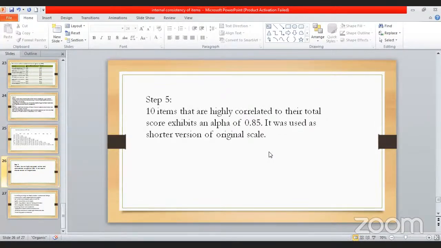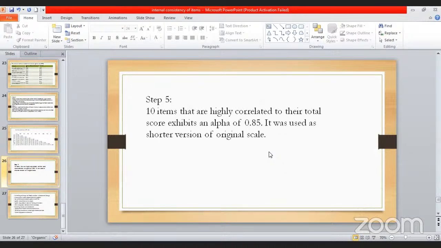So we have made two questionnaires. One is with 46 items and another is the shorter version of this questionnaire, with 10 items, and it has the Cronbach's alpha of 0.85. Clear? Is it clear? Clear.